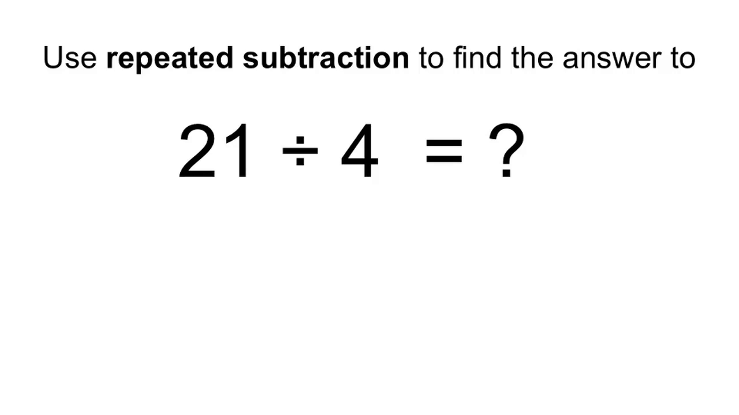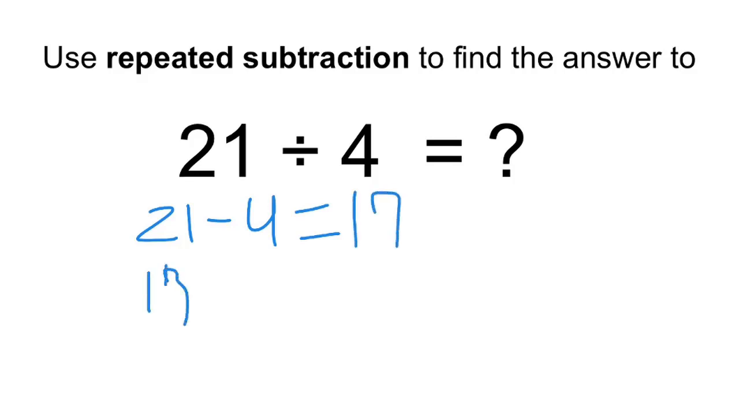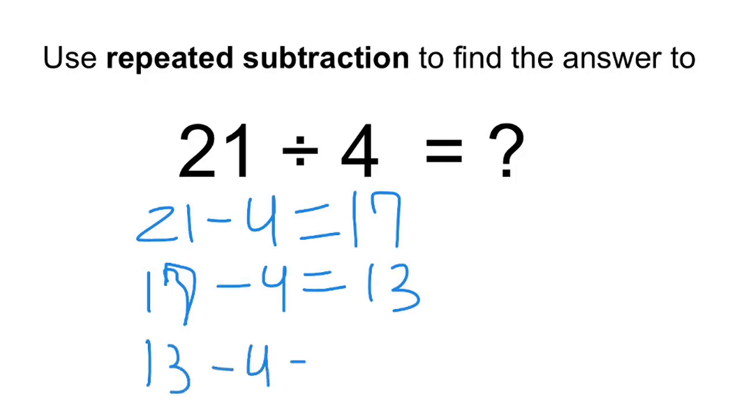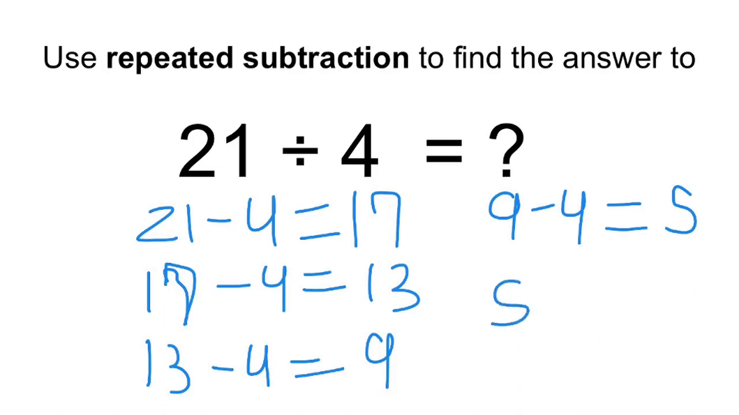I do 21 minus 4 equals 17. And then 17 minus 4 equals 13. And then 13 minus 4 equals 9. And then 9 minus 4 equals 5. And then 5 minus 4 equals 1.